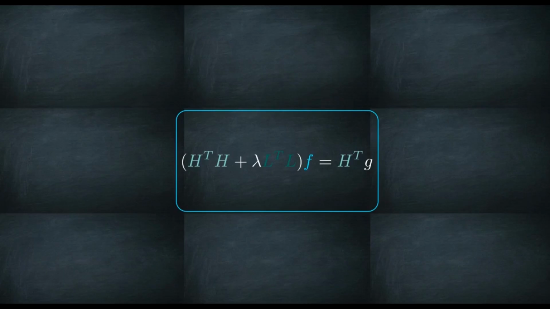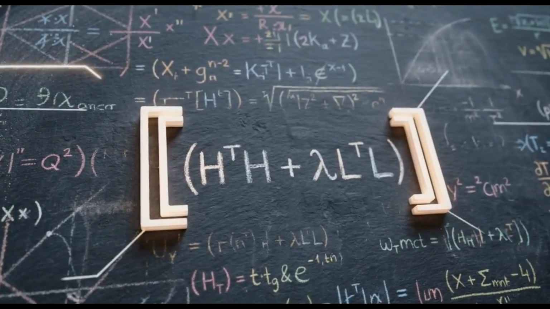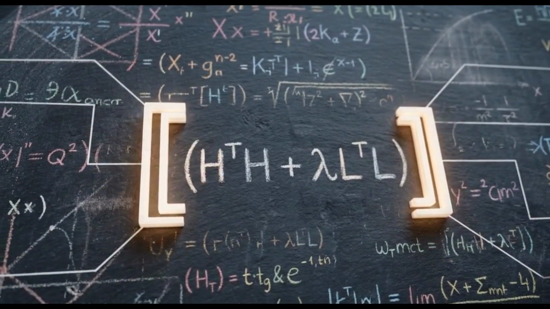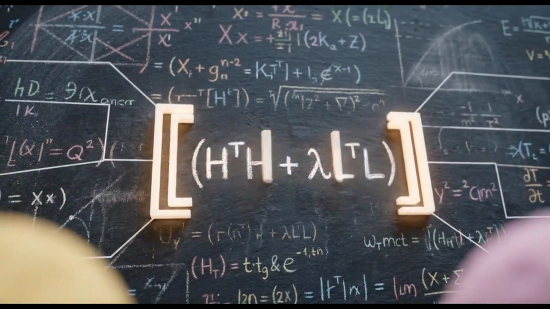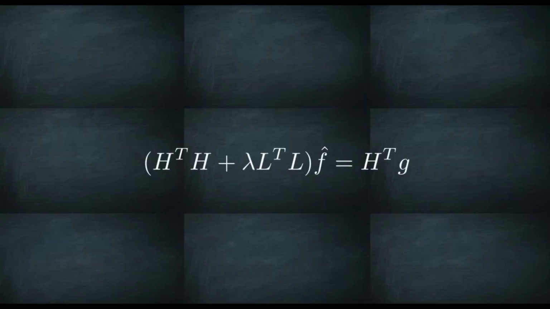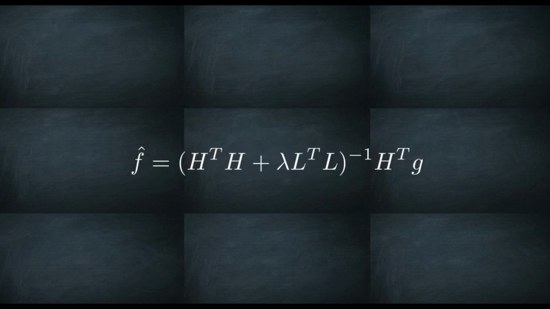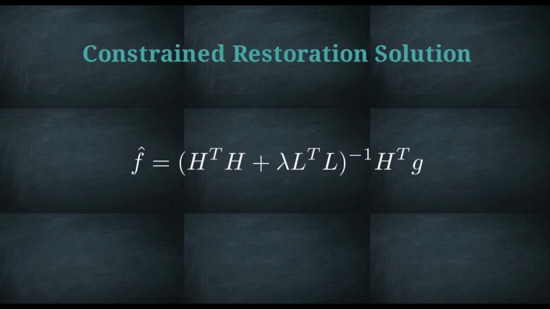We finish the algebraic cleanup by shifting the constant observation data to the right and factoring out the common vector f on the left. By isolating the structural system matrices together on one side, we have set up the final algorithmic inversion. Finally, we invert the combined system matrix and multiply it to the right side to explicitly solve for f. This is the constrained restoration solution.